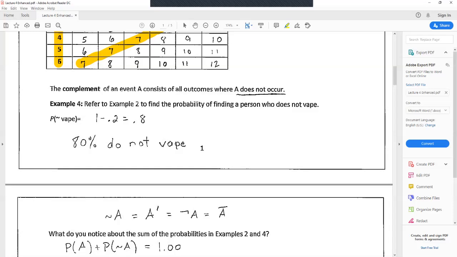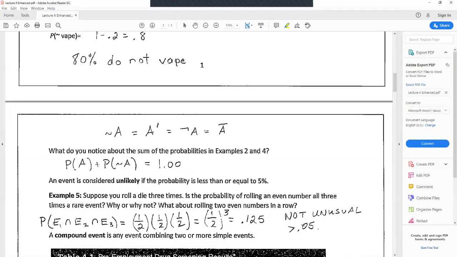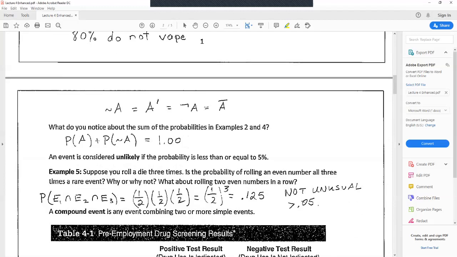In other words, we could think of it as a partitioning of the population into 2 groups. One group consists of those who vape. The other group would consist of those who do not vape. You're either in one category or the other. And since I do not vape, I would be in the 80%. What about you?